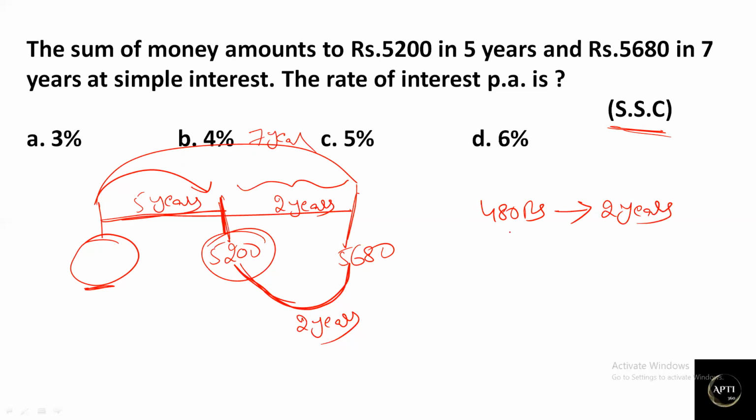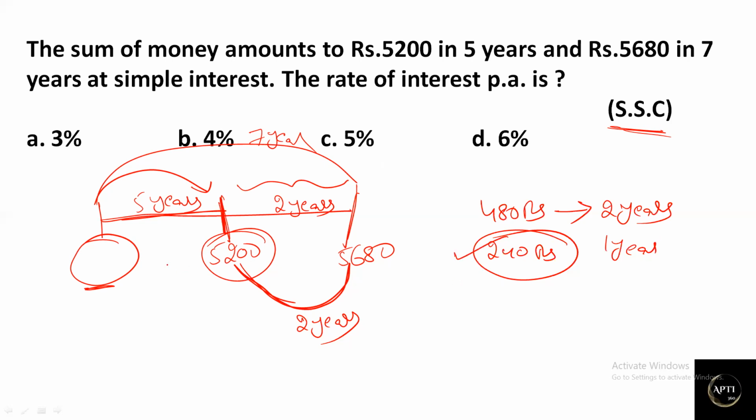Now can you tell me the interest in 1 year? Because simple interest is the same for all the years, for 1 year it will be 240 rupees, correct? So for 1 year, simple interest is 240 rupees. This is what we found.